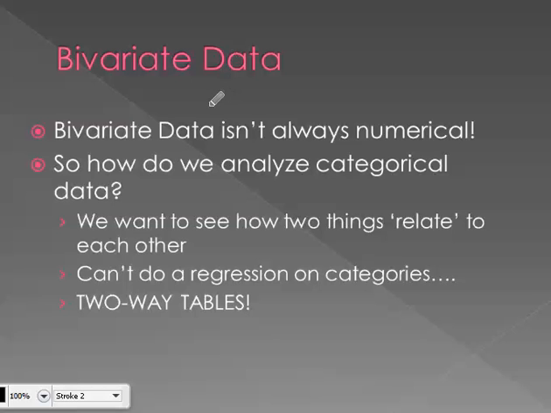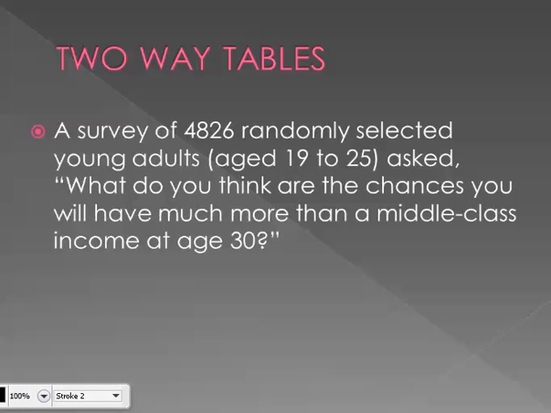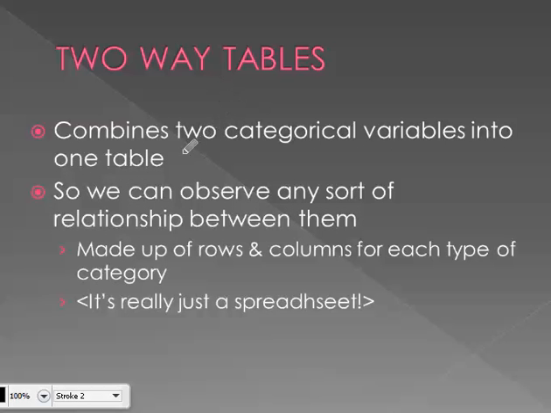Bivariate data isn't always numerical. So how do you analyze categorical data? We want to see how two things relate to each other. We can't always do a regression on categories, so we use two-way tables. What's a two-way table? A two-way table combines two categorical variables into one table, so we can observe any sort of relationship between them. It's made up of rows and columns for each type of category. Let's be honest, it's just a spreadsheet. That's all it really is. Do not take it as anything more than that.